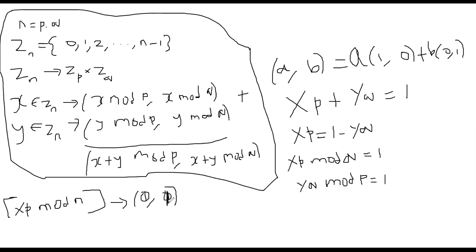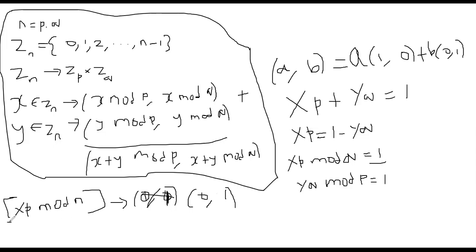So this is 0 and this is 1, right? Sorry for that. So XP mod n is nothing but XP mod P, which is 0, and XP mod Q, which is 1. This is because of this. Okay, so to be more clear, it's the (0, 1) pair. So let's call it XP mod n mapping to (0, 1).